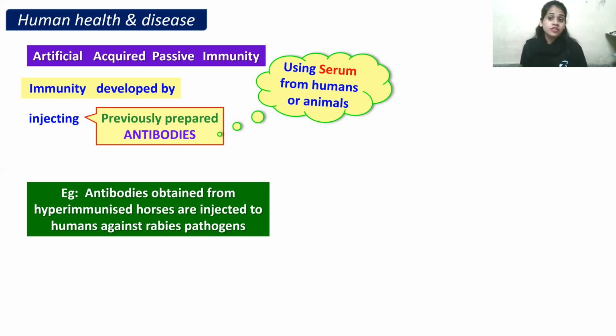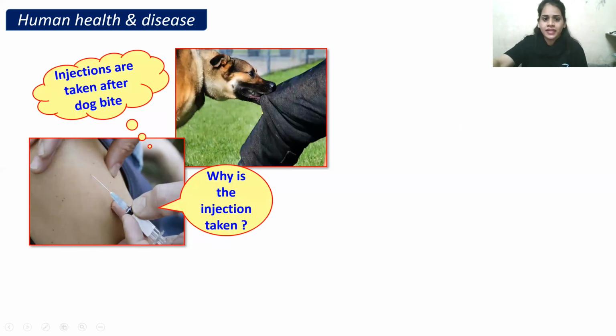Because if the dog was not vaccinated, he might have rabies. It's not sure that he will be having rabies, but he might have. So you might be exposed to that rabies virus, right? And you might develop the disease. So to prevent that, we give previously prepared antibodies in case of artificial acquired passive immunity. Is it clear? So that is all about the dog bite. When a dog bites, we give injections.